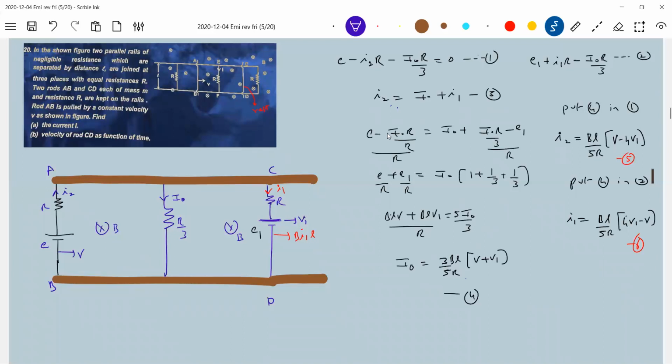Eliminated I naught R by 3, sir. So that's the reason you found out, sir. Subtracting first and second equation and equating in the third one, you got the answer, sir. So I naught got cancelled in that. Is there any problem with this? No, sir. Correct. That's what I just tried.